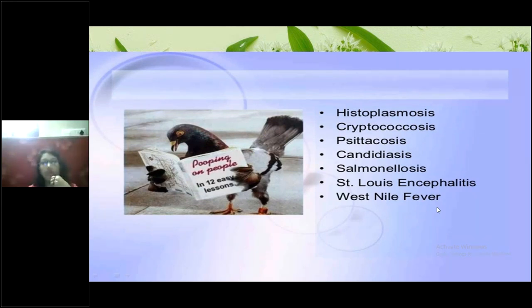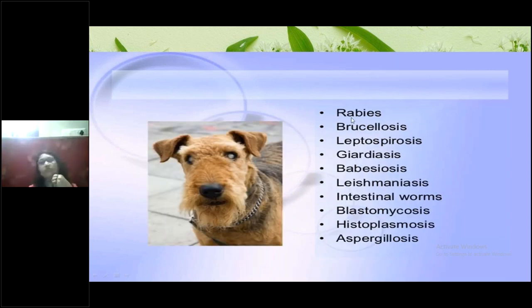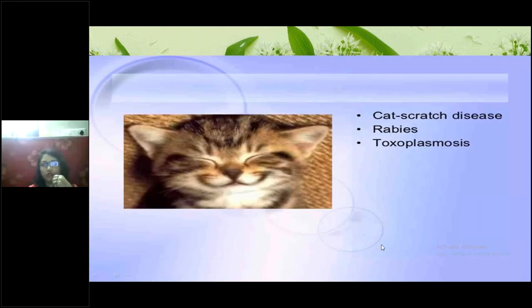And then there can be primates, which can be responsible for a huge list of diseases like amoebiasis, campylobacter diarrhea, the diseases caused by Salmonella, Shigella, Helicobacter, yellow fever, falciparum malaria, monkeypox, hepatitis A, and rabies. So dogs can be responsible for rabies, brucellosis, leptospirosis, giardiasis, babesiosis, leishmaniasis, intestinal worms, blastomycosis, histoplasmosis, and aspergillosis. So cats also can be responsible, like we discussed, cat scratch disease by Bartonella henselae, rabies, or even toxoplasmosis.